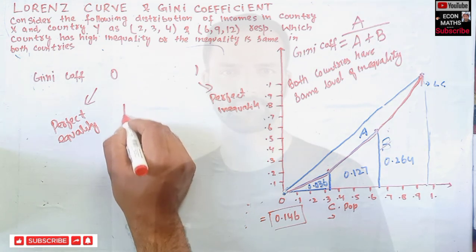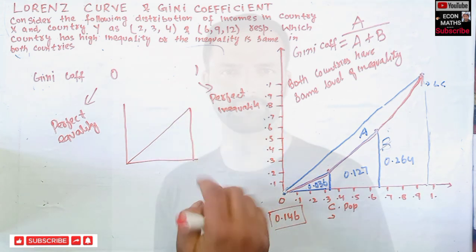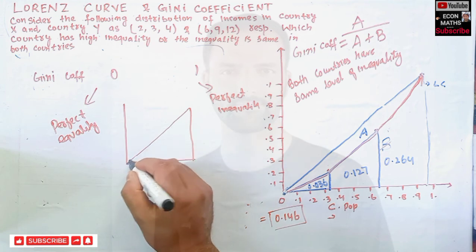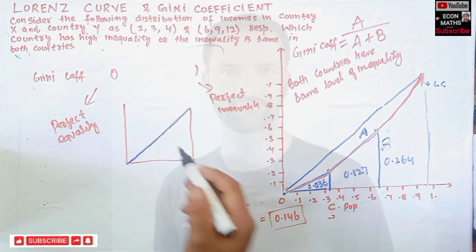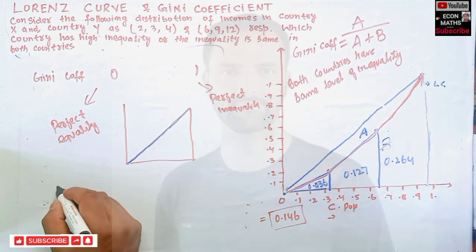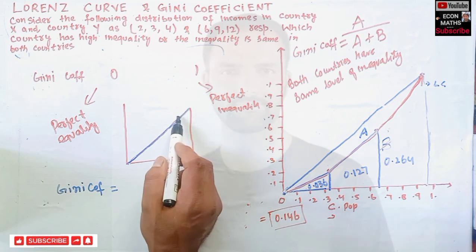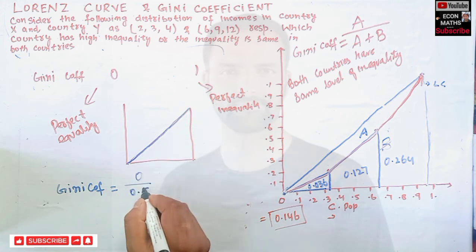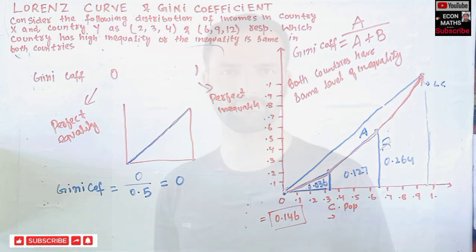Zero would mean simply that if I draw this Lorenz curve here, in the case of zero, our Lorenz curve will coincide with the line of equidistribution of income. So in this case, the area between the straight line and the Lorenz curve is zero. The Gini coefficient would be equal to the area between the straight line and Lorenz curve upon 0.5, because the area of this very triangle is 0.5. It will come out to be zero, and it means the case of perfect equality, when each person owns the same proportion of income.